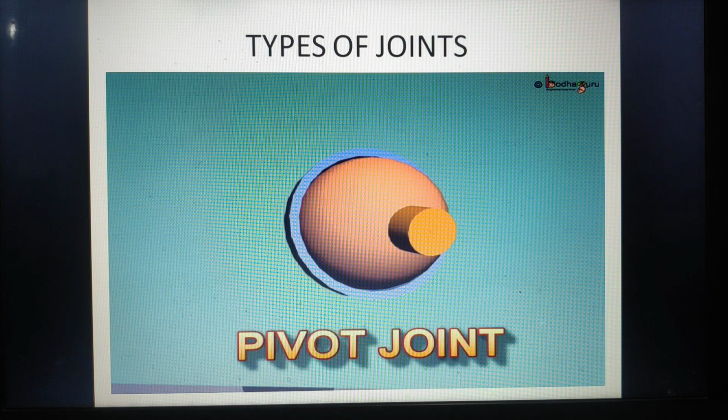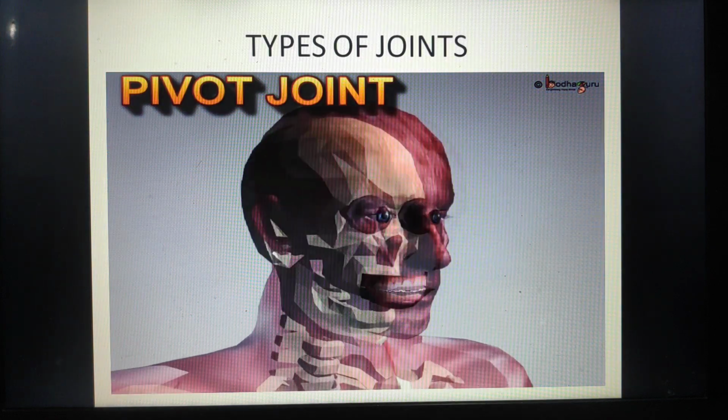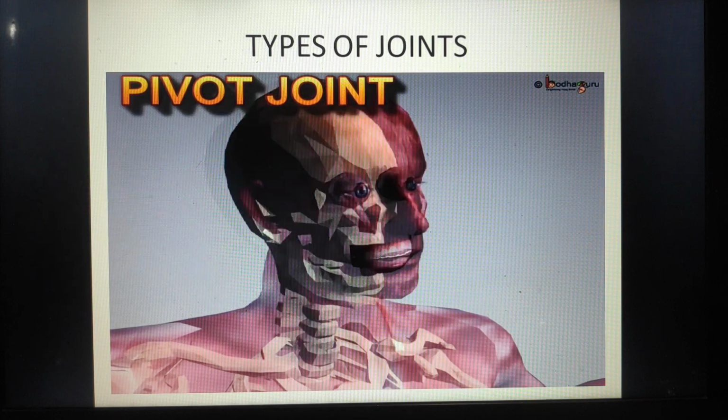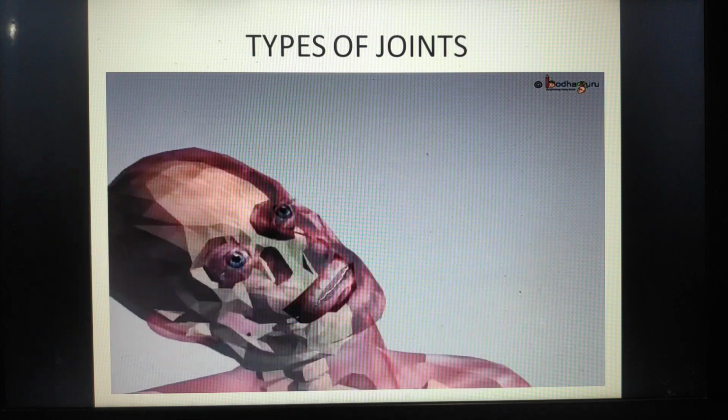Pivot joint. One bone has a projection which fits into the ring-like ligament of another. It allows for movement in many ways. The head can be moved from side to side, up and down, backward and forward. The skull moves on the top of the first vertebra.